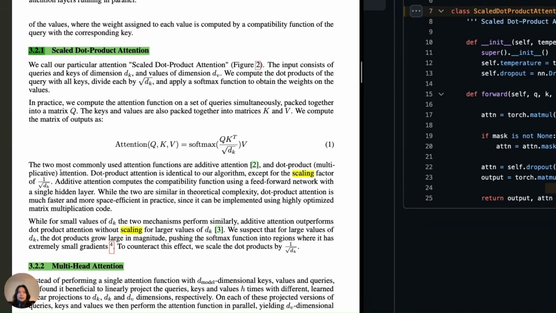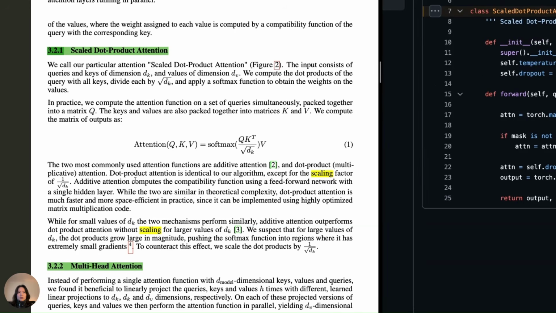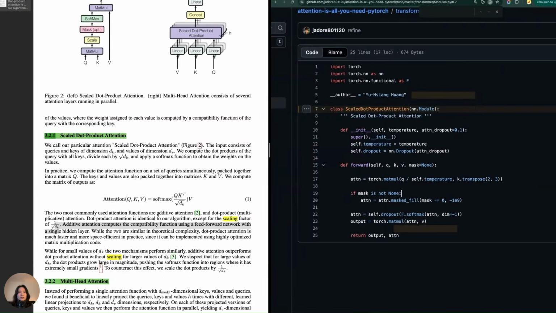So if we try to read the document and find the answer, dot product attention is identical to our algorithm, except for the scaling factor of 1 divided by root d_k. Here, we can assume they use the commonly used dot product attention as defined here, but the only difference is this part. And this would probably be our self.temperature. Now we have understood how the scaled dot product attention is applied in this layer, and also took a look at the different functions that we haven't learned before.